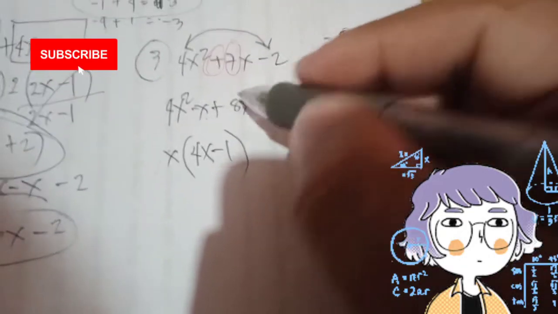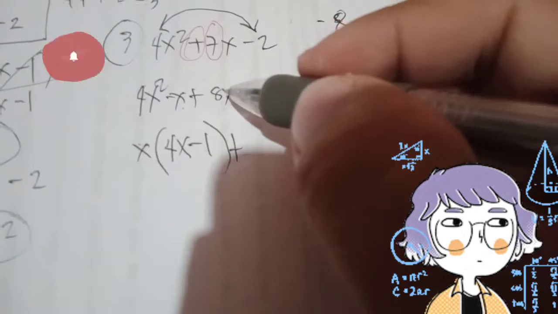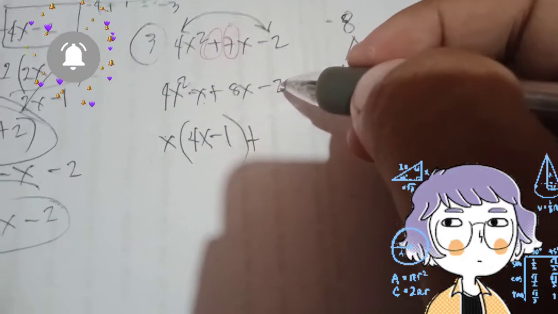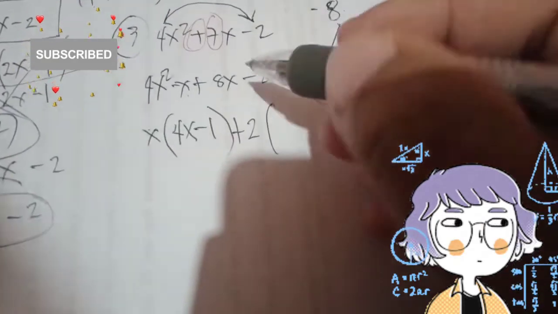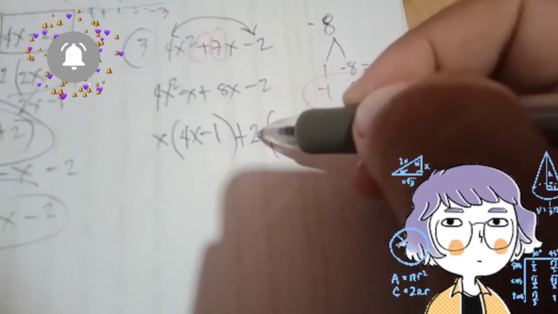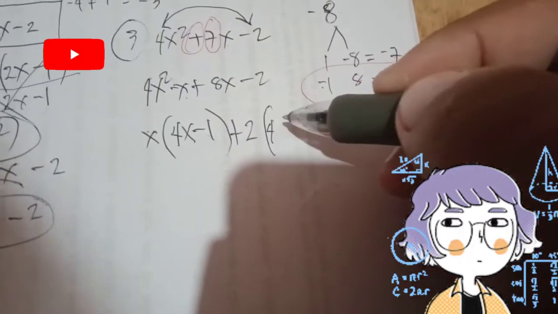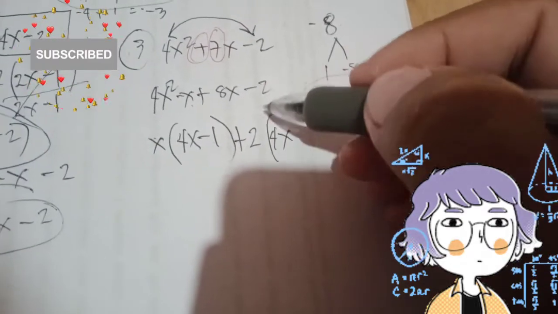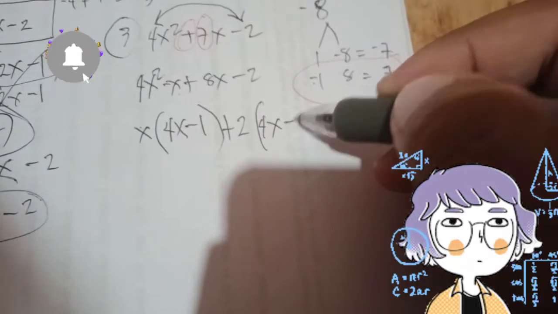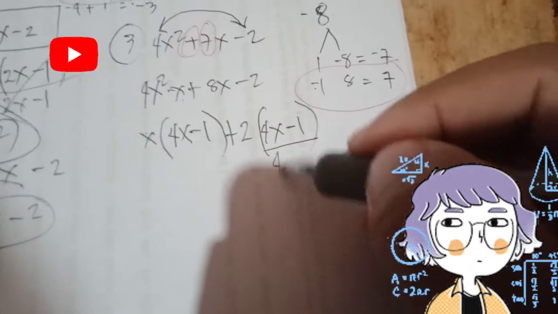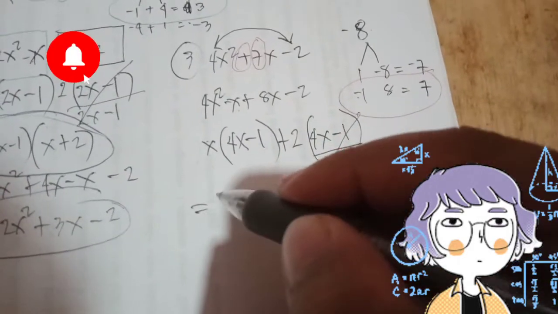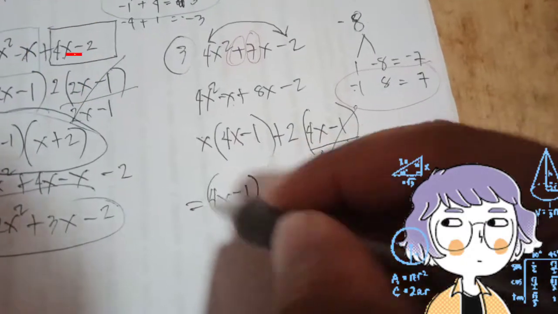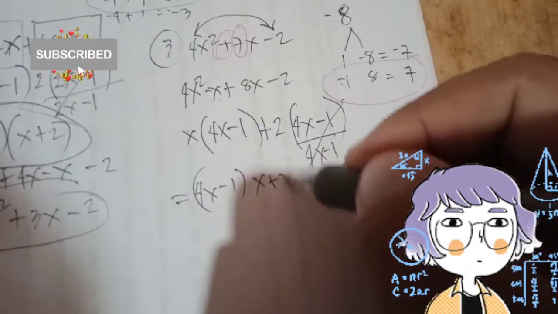Plus, what is the common factor for 8x and negative 2? It's 2. 8x divided by 2 is 4x, and negative 2 divided by 2 is negative 1. Divided by its own, 4x minus 1, so it's cancelled. The remaining factors are 4x minus 1 and x plus 2.